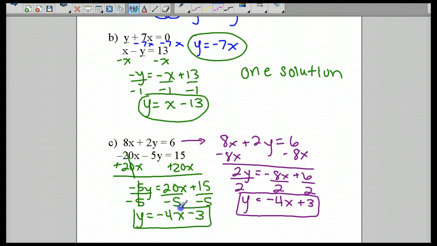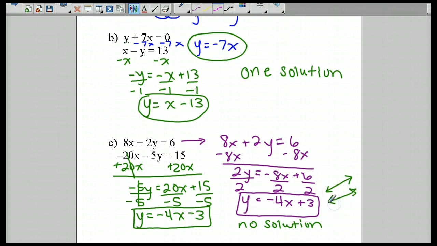Now let's compare these two equations. They have something in common, and what's in common is the slope. This slope is negative 4, and this slope is negative 4. So because they have the same slope, we know they have no solution. Same slope, different y-intercept. This one's positive 3, this one's negative 3. These lines are parallel. They would run parallel to each other.